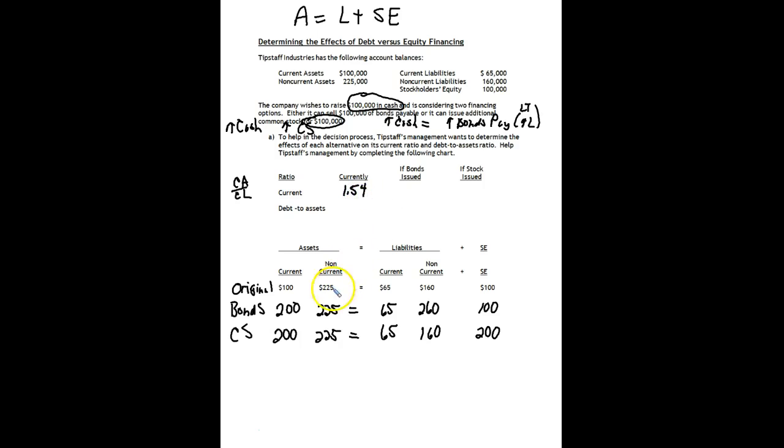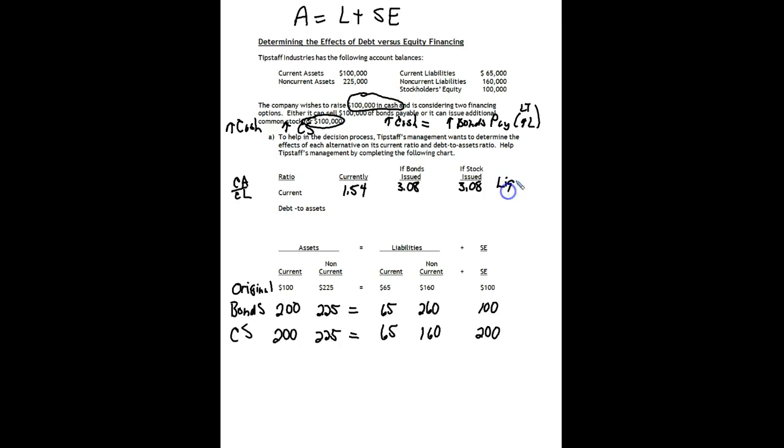1.54. If I do that under the bond scenario, I'll have current assets of 200,000 divided by current liabilities of 65. It'll be 3.08. And lastly, if we look at common stock, with that alternative, current assets are 200,000, current liabilities are 65. We'll also have 3.08. So here, whether I issue bonds or stock, it has no impact on the current ratio.